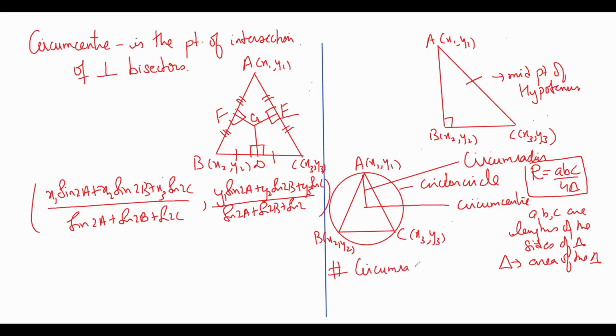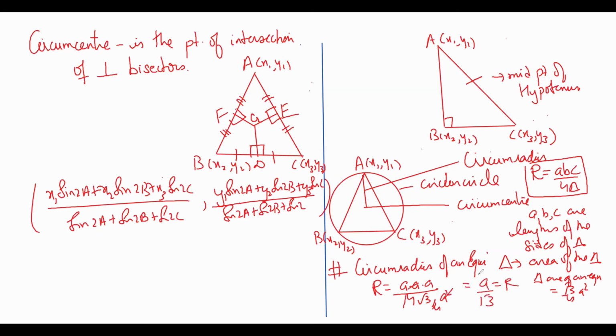The circumradius of an equilateral triangle is R equal to, since this is an equilateral triangle, a equal to b equal to c, so a into a into a upon 4 delta. And delta, the area of an equilateral triangle, is root 3 by 4 a squared. Taking root 3 by 4 a squared here, my answer comes out to be a by root 3. This is the circumradius of an equilateral triangle.